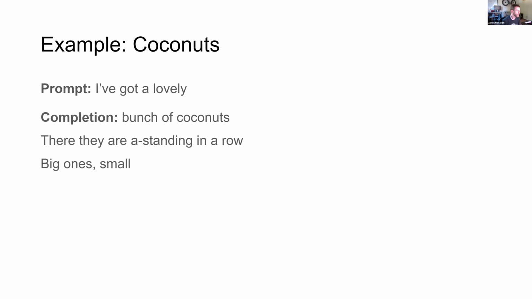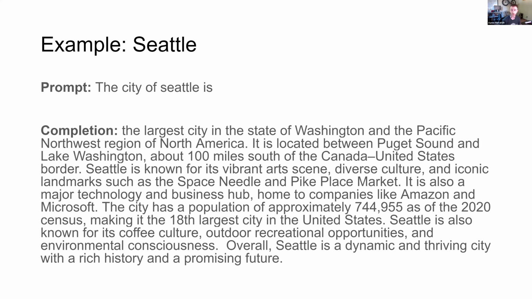OpenAI's new Scallion GPT model doing this completion. You'll see any completion that I have here is probably the Scallion model. So: "I have a lovely bunch of coconuts. There they are standing in a row, big ones, small ones," etc. You can see also how it can complete a statement about Seattle. "Seattle is the largest city in the state of Washington, the Pacific Northwest," etc.